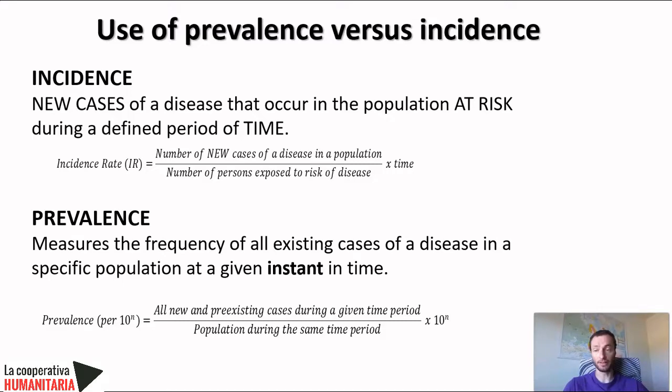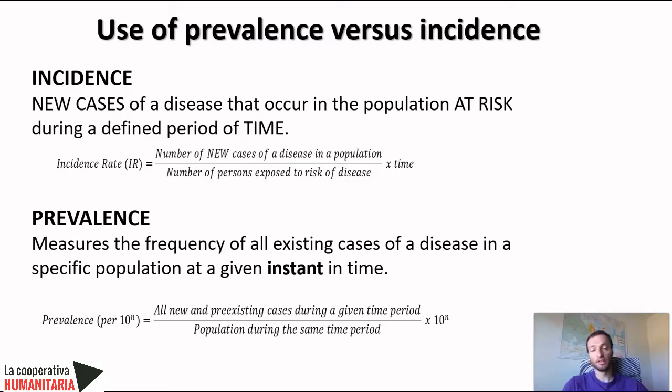Instead of that, the prevalence is measuring how many people are affected in a given moment. Okay, it's like a picture. We calculate prevalence by dividing all the pre-existing and existing cases of the disease during that moment by the population.